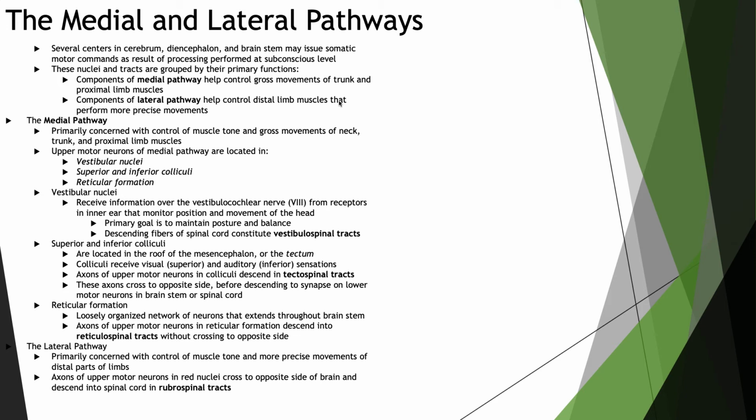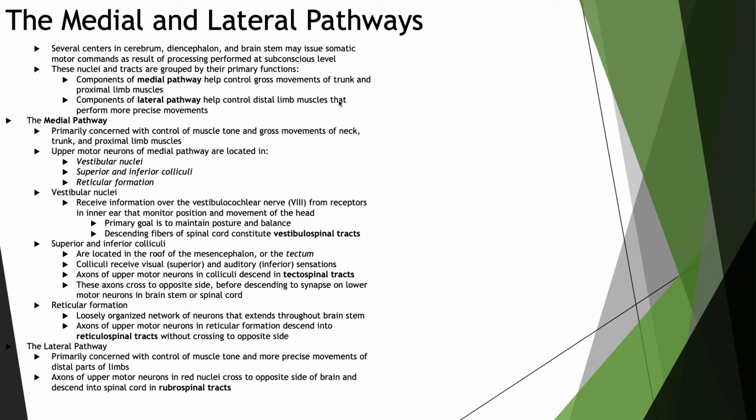The reticular formation is a loosely organized network of neurons that extends through the brainstem. The reticular formation receives input from almost every ascending and descending pathway. It also has extensive interconnections with the cerebrum, the cerebellum, and the brainstem nuclei. Axons of the upper motor neurons in the reticular formation descend into the reticulospinal tracts without crossing to the opposite side.